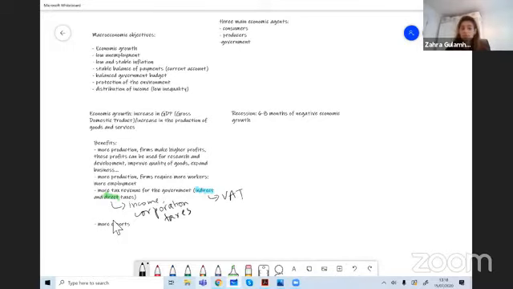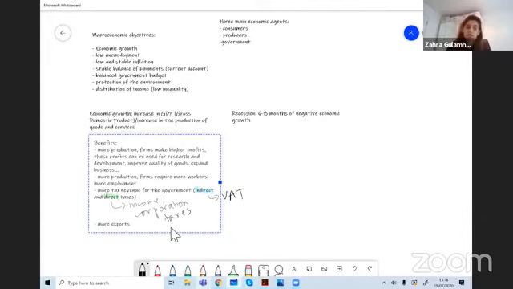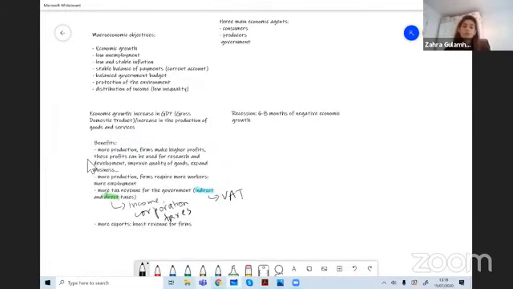Why is that good? Again, you're expanding your customer base. You've got more consumers now. Not only are more local people going to buy from you, but also internationally, there's going to be more demand and they're all going to buy more goods from you. So you're going to have more exports, which again can boost revenue for firms. Here, boost revenue. Right, so that's why you want economic growth.